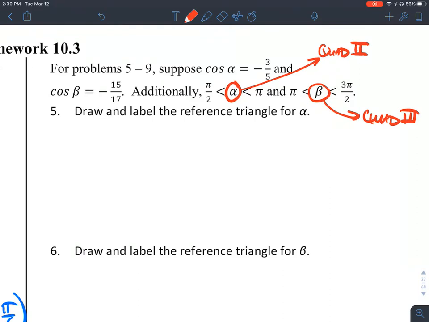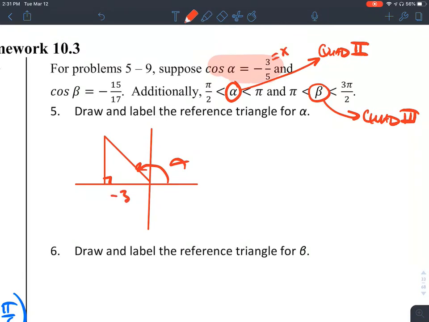Question 5, draw and label the reference triangle for alpha. So according to our parameters, we know that alpha is in quadrant 3. Scratch that. Quadrant 2. What else do we know? According to this equation here, x has to be -3 and r has to be 5. This is not a unit circle, but it's still a reference triangle. Well, what is the y value of this going to be?